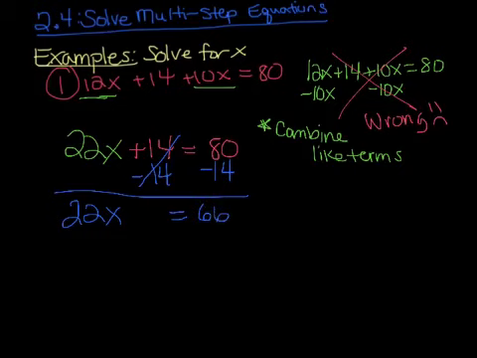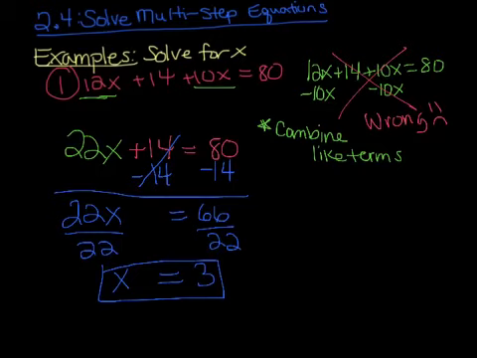Your last step is to get rid of the 22 with the x. Since it's 22 times x, we will divide both sides by 22. On your left-hand side, you're going to be left with 1x, or just x. Your right-hand side, you are going to be left with x equals 3.